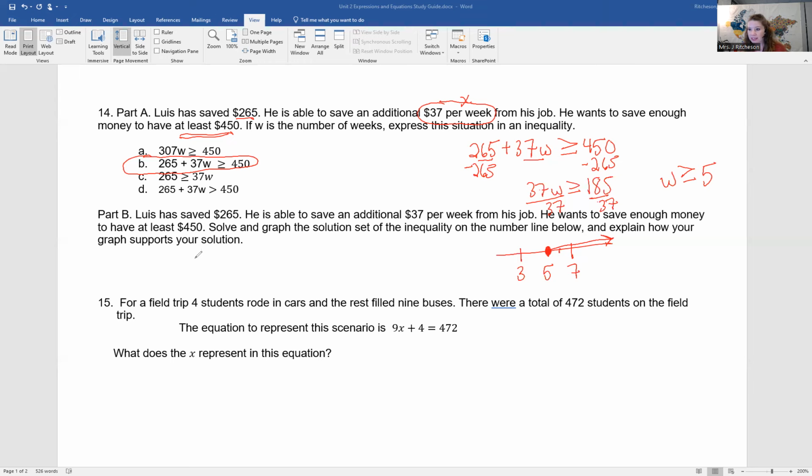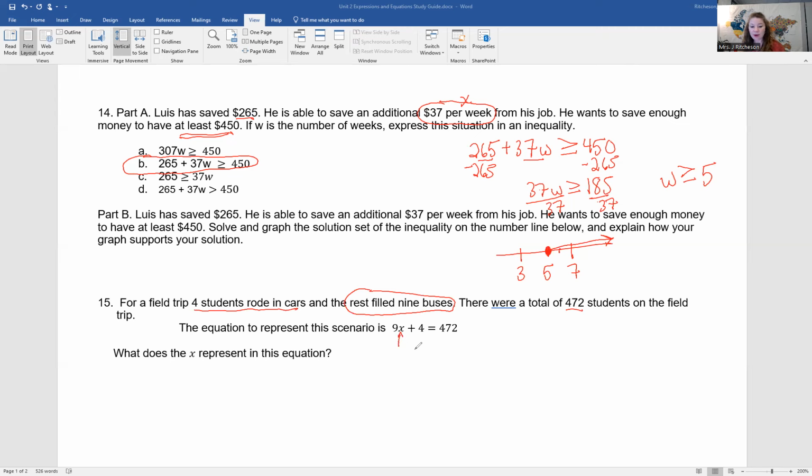All right, number 15. I think this is the last one. For a field trip, 4 students rode in cars and the rest filled 9 buses. There were a total of 472 students. So we have the equation. So we have 9x plus 4 equals 492. That looks right.